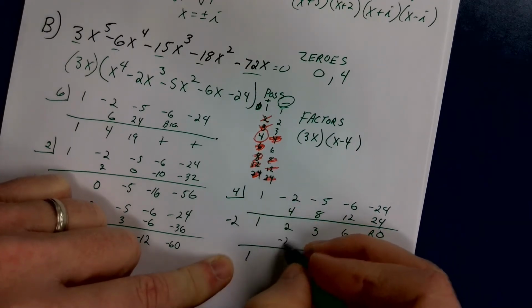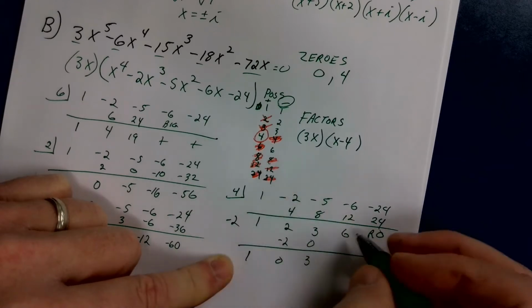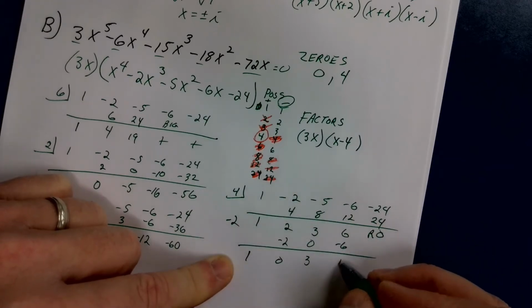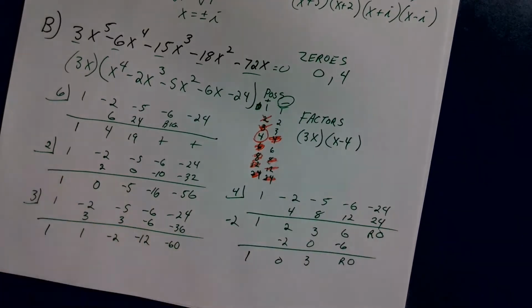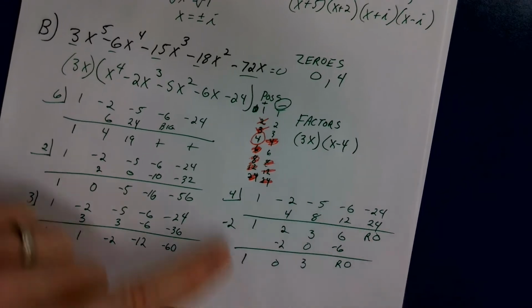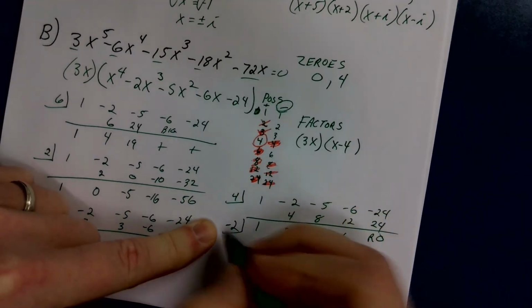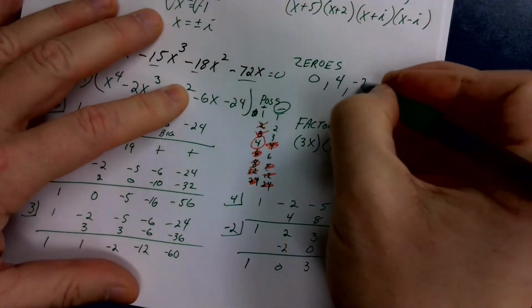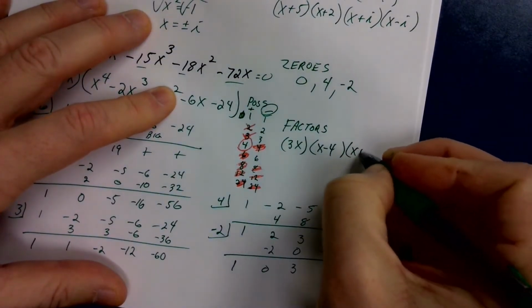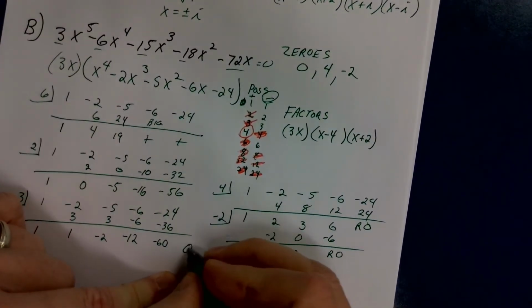1, -2, 0, 0, 3, -6. Yes, remainder 0. Woohoo! That's rockstar awesome, yes? So not only that, -2 worked. -2 worked. So put it up here. That's a 0, and x plus 2 is a factor. But you can see now I'm down to a quadratic.